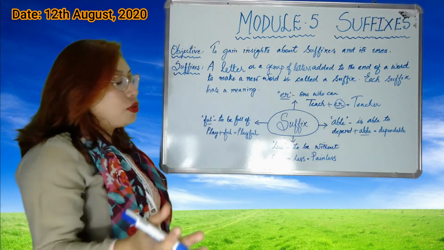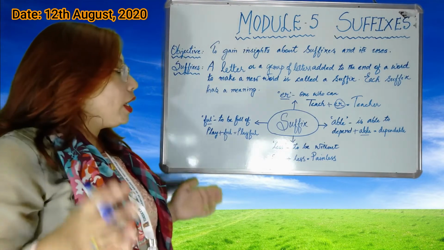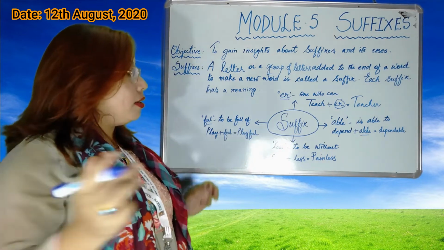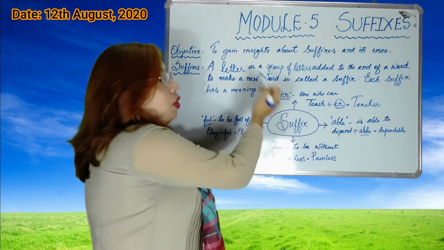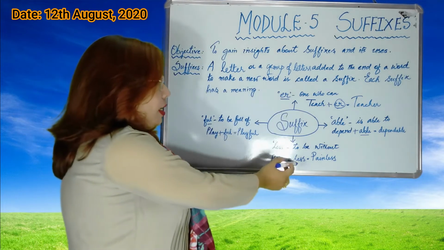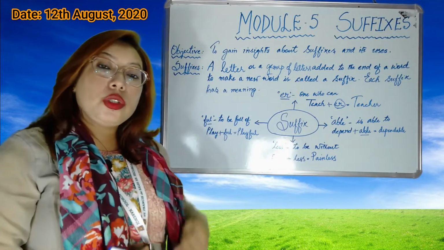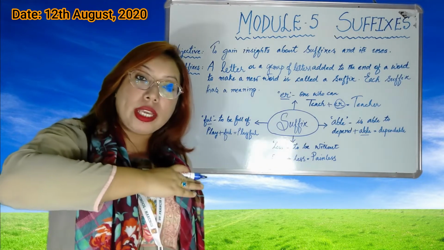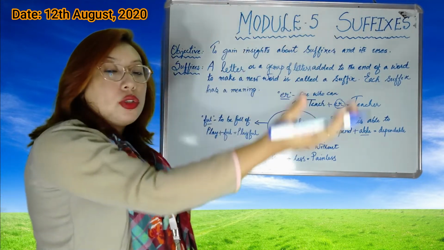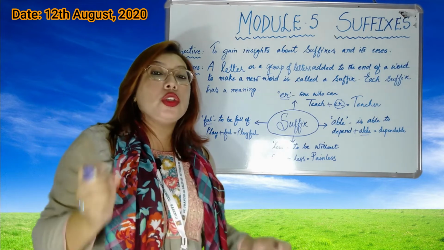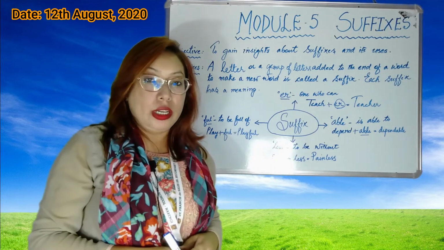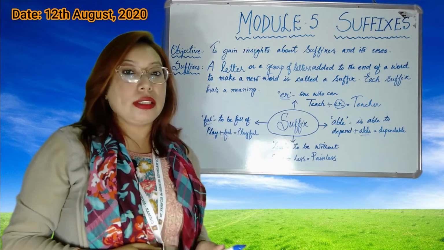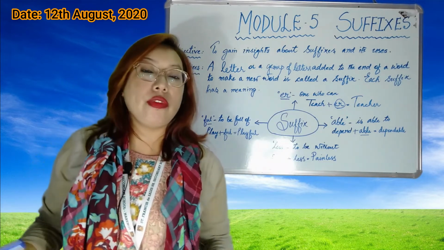So here you can see students that suffixes are a letter or a group of letters. Sometimes it's only two letters, sometimes a group of letters, right? Added to the end of a word, not in front. In front is a prefix. Suffixes are added towards the end of a word to make a new word. So see here, all these are examples of suffixes. I hope students you have understood it.